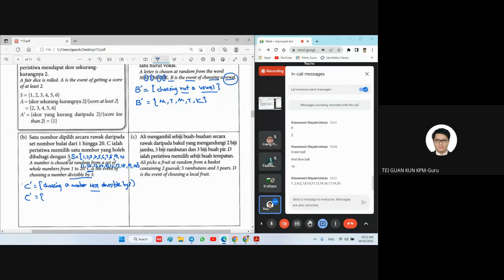So sample space is 1 to 20. And event C is divisible by 3. So, divisible by 3 means 3, 6, 9, 12, 15, 18. So these numbers can be divided by 3. Complement means those that are not. The others besides these. So this is the answer.